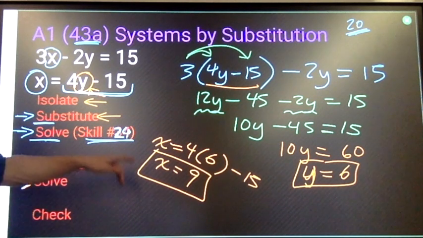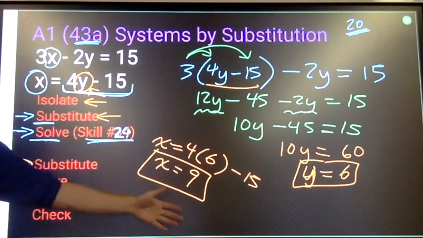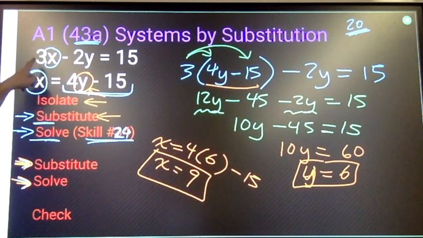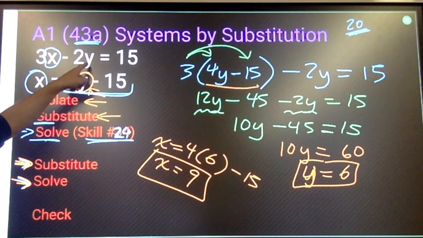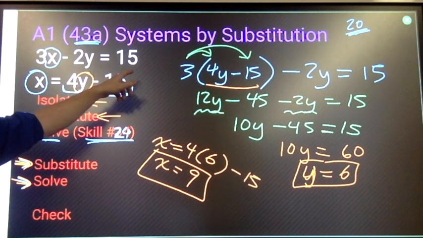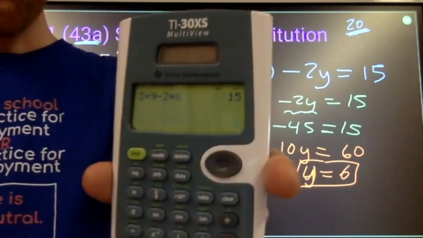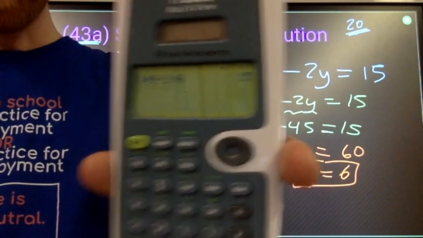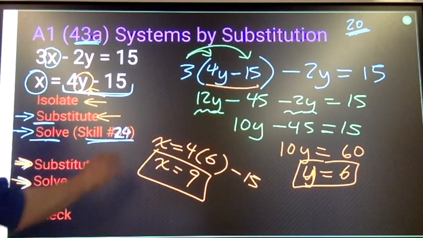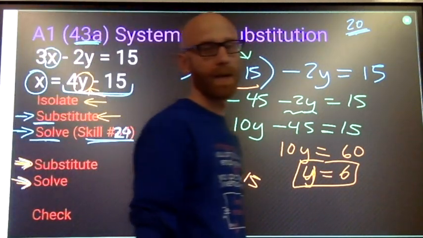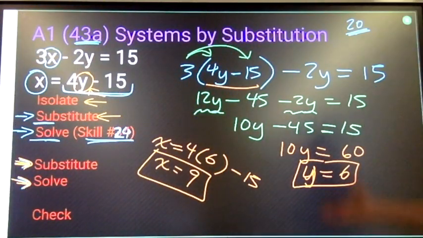Now, I already know that they solve the second equation. If I want to check, I can test them in my first equation. 3 times 9 minus 2 times 6. Does that equal 15? You can grab a calculator and type that in there. 3 times 9 minus 2 times 6. So I solved for x and I solved for y. That's how it works. That's the whole process.